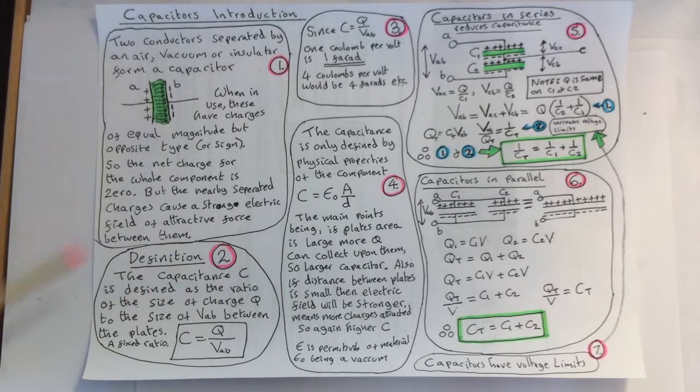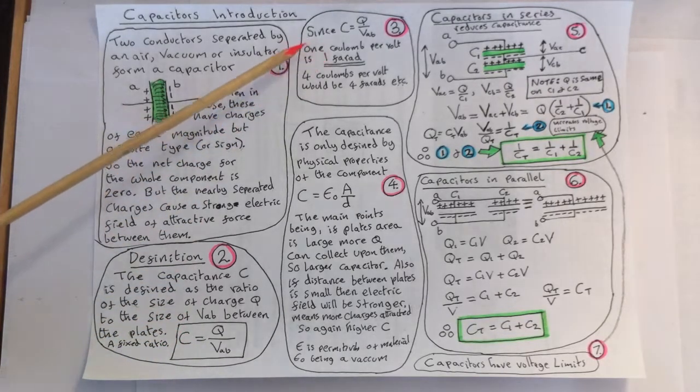So number two, the definition. The capacitance C is defined as the ratio of the size of the charge Q to the size of the voltage between the plates, and it's a fixed ratio. So basically the C here is a fixed number for a given capacitor, and it's given as the ratio of the charge that is on the plates over the voltage between the two plates, and that's a fixed number.